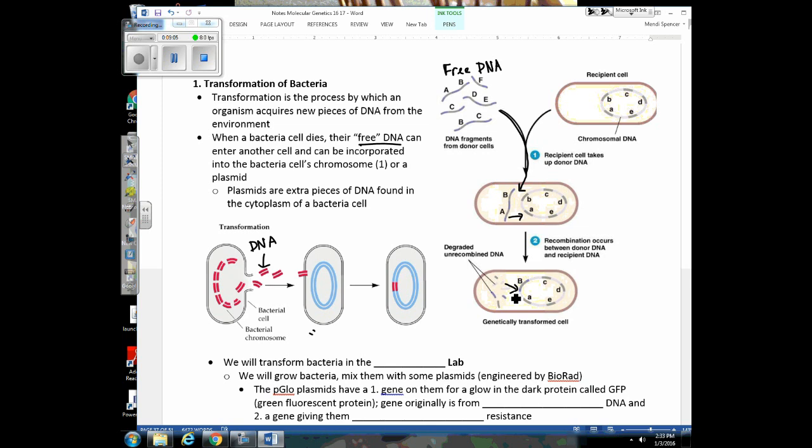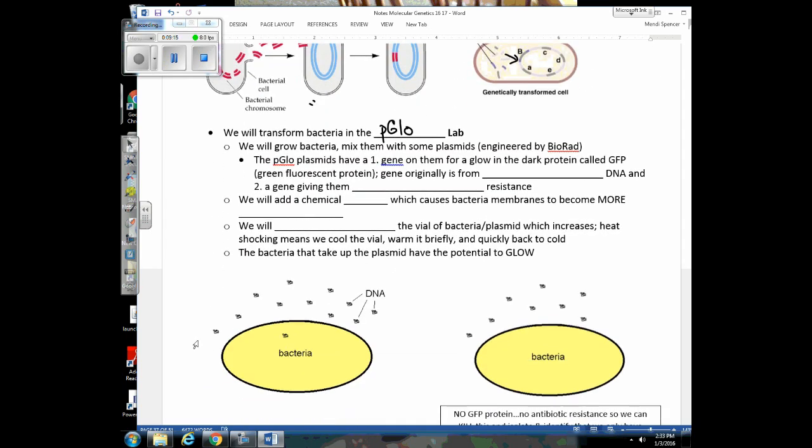Now you guys are actually going to cause transformation to take place in bacteria cells in the pGLO lab that we're going to do. What we're going to do is grow some bacteria, put them in a little vial, like a little test tube, and add some extracellular DNA. We're going to add some plasmids to that same vial.